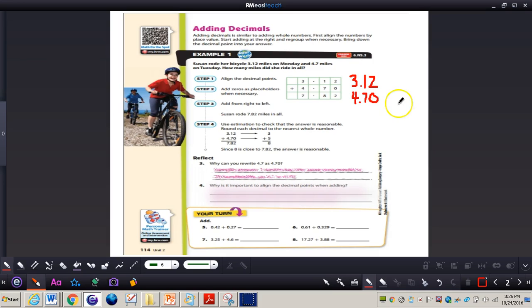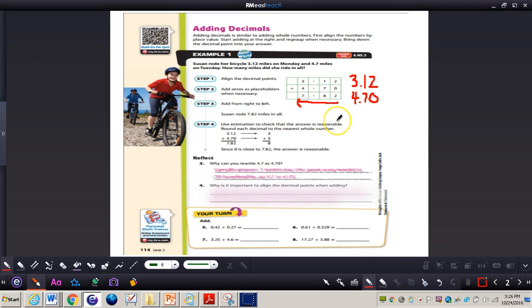So if you add a 0 at the end of a decimal, that does not add any value at all. It's kind of like the opposite with whole numbers. If you add zeros to the left, it does not add any value either. Okay, so you're able to do that. And then you can align the decimals. You can see we add from right to left still. So we still start over here, and we move to the left as we add. And then we can see that Susan rode 7 82 hundredths miles in all.